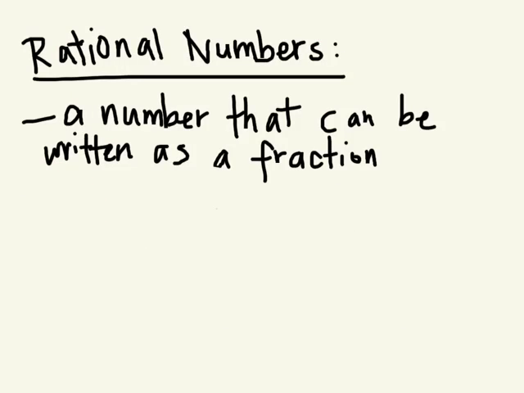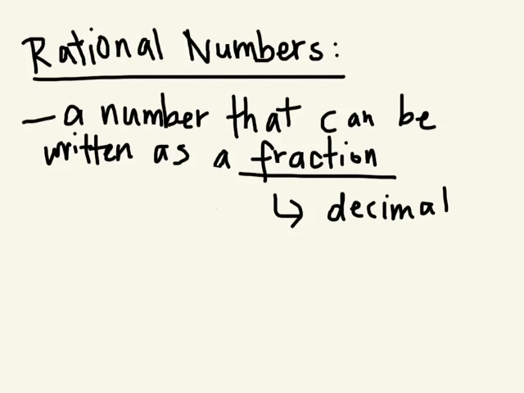Okay, so a rational number is a number that can be written as a fraction. Both the numerator and the denominator must be whole numbers. They can also be negative or positive. And how else can you represent a fraction? Represented by a decimal as well.